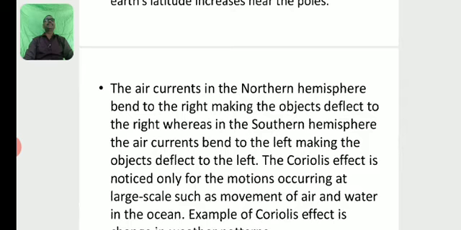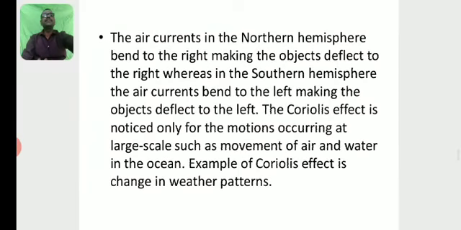The air currents in the northern hemisphere bend to the right, making the objects deflect to the right, whereas in the southern hemisphere the air currents bend to the left, making the objects deflect to the left. The Coriolis effect is noticed only for the motions occurring at large scale, such as movement of air and water in the ocean. Example of Coriolis effect is change in weather patterns.